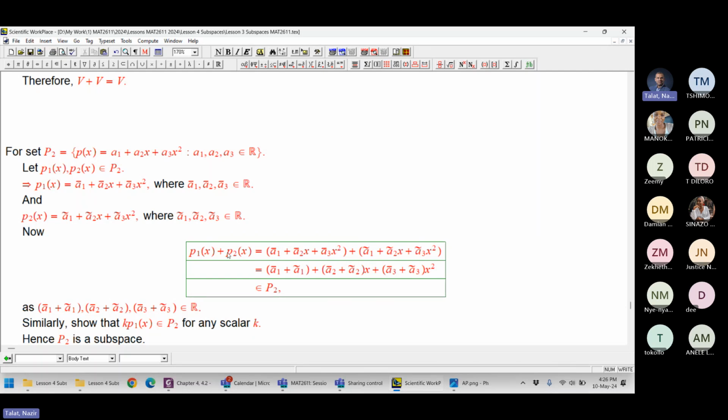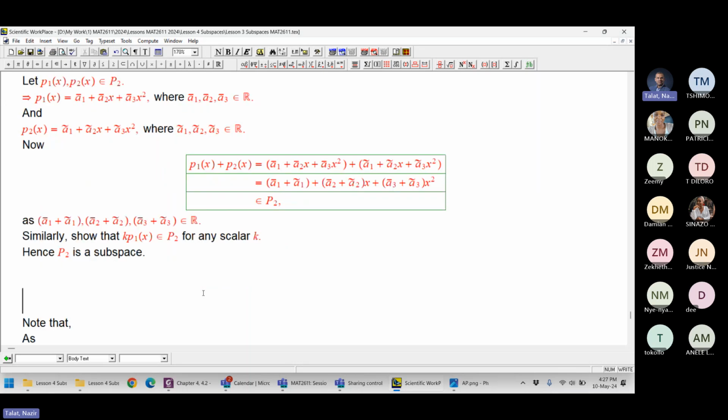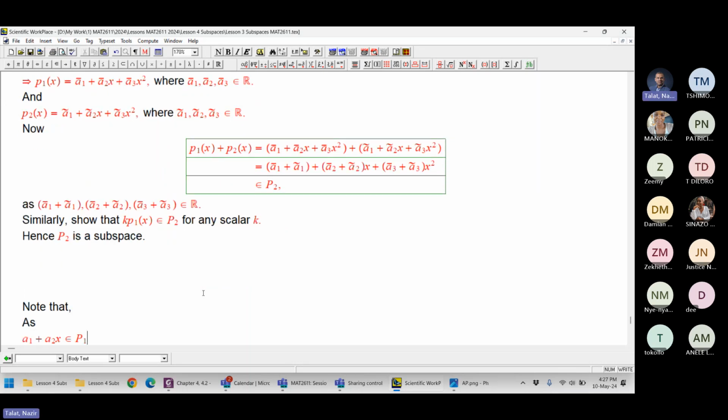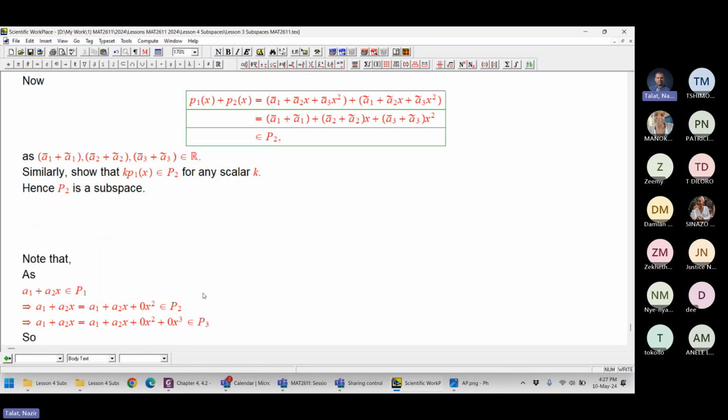Now, similarly, we can see that if we multiply k with p1(x), where p1(x) is a polynomial of degree 2, then it again becomes a polynomial of degree 2. Hence, it satisfies both conditions of a subspace. So we conclude that P2 is a subspace of P3, P4, up to so on. And here, we can see that this can be extended in general.